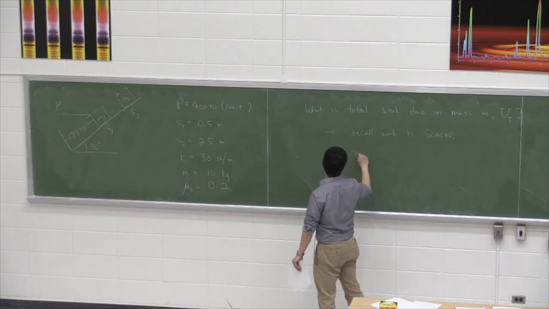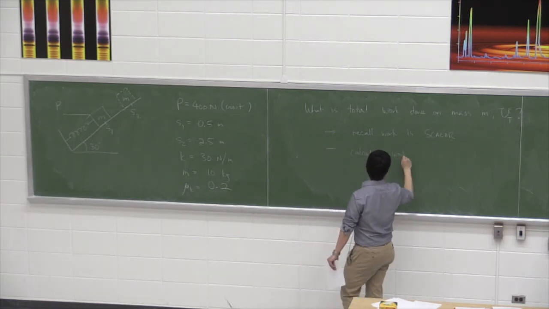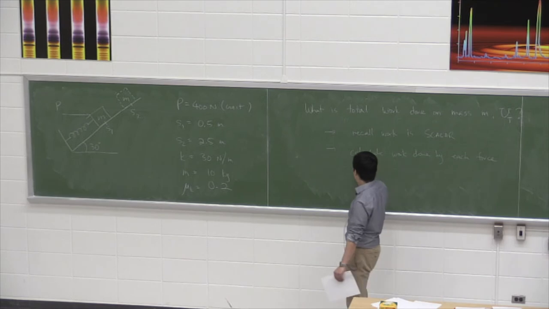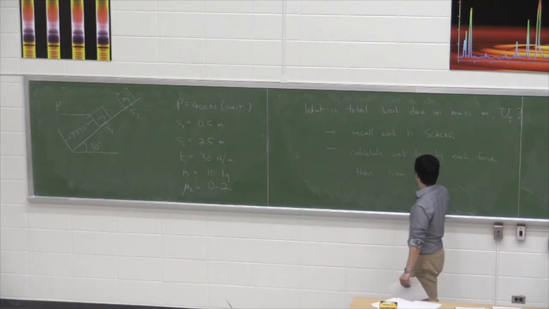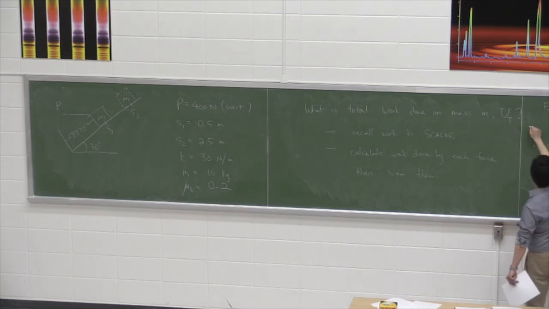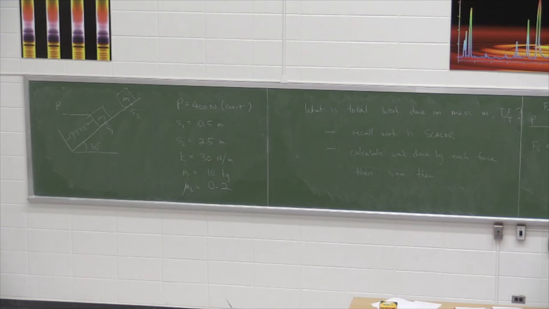So you're going to calculate work done by each force, then sum them all up together. So here's my free body diagram. And you're going to get an mg. You're going to get a force of the spring this way. You're going to get normal force this way. It's going to go up, so then the friction force acts down. And then we're going to get a P force pushing here that's constant.